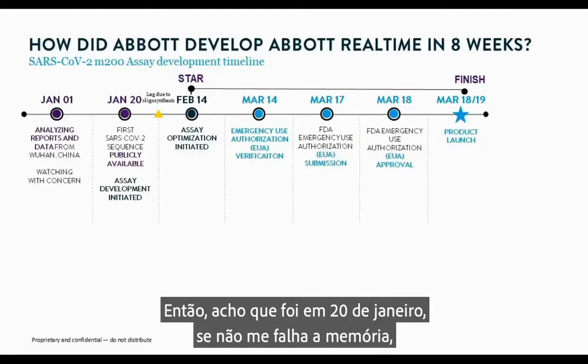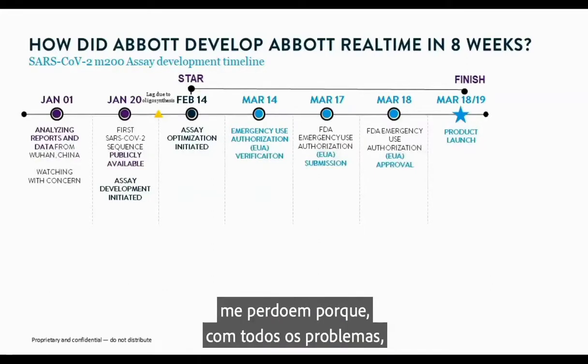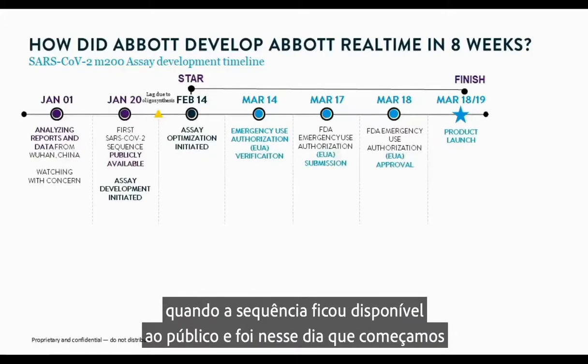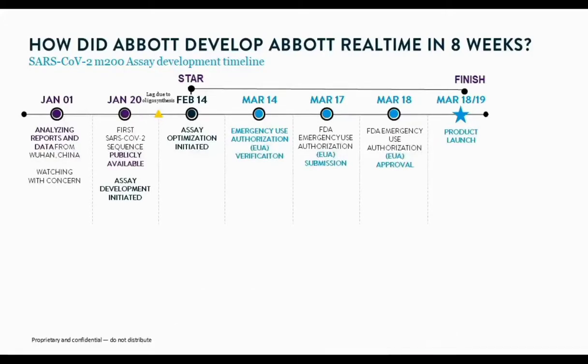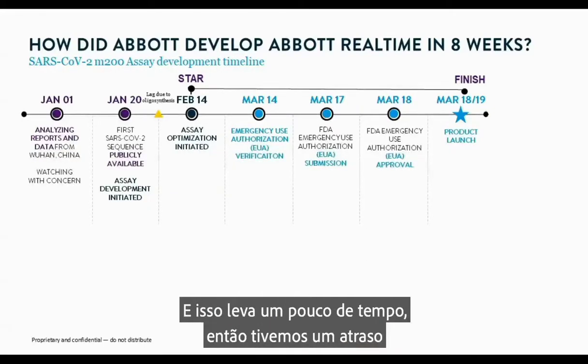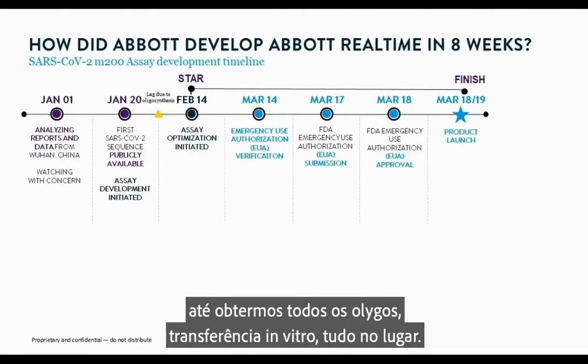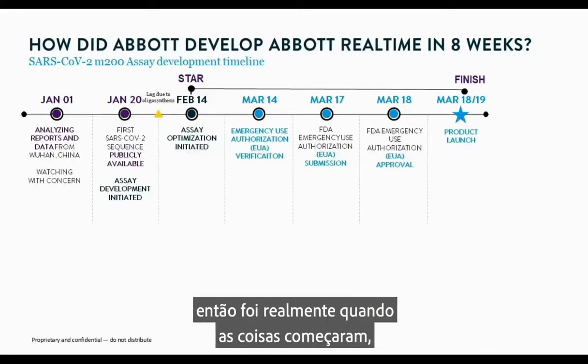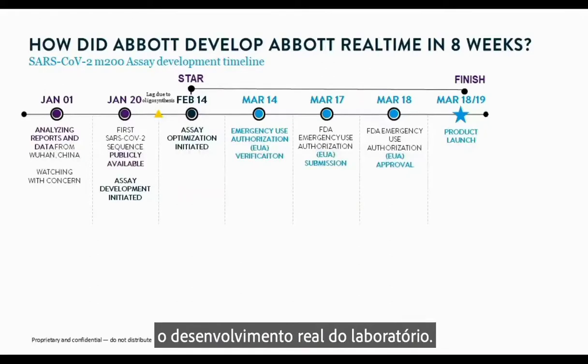So I think it was January 20th, if memory serves me, and you'll have to forgive me because, with everything being so condensed, there's a slight fog on the exact dates, but I believe it was January 20th when the sequence became publicly available, and that was the day that we hit go and started designing the primers and probes and getting those ordered for synthesis, and that takes a bit of time. So we had a little lag until we had all of the oligos and in vitro transcripts and everything in place, and that was around February 14th. So that really was when things started in the wet lab development in earnest.